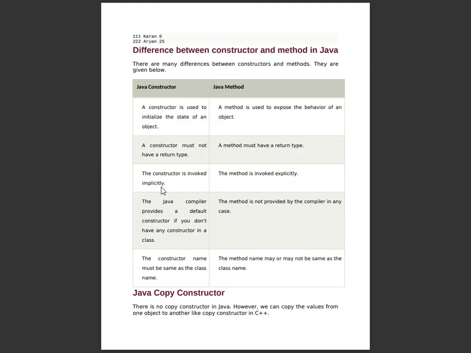A method is called explicitly. Okay, if it is required, we have to give a call, and then only that particular method is getting called. But the constructor is called implicitly if it is provided. If the constructor is not provided, the system provides a constructor for us.